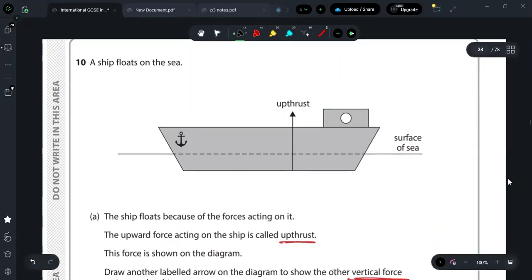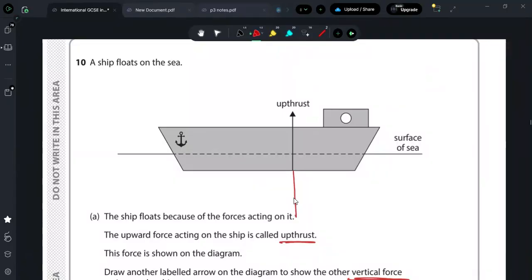Now you are supposed to draw another vertical force that is acting on this particular ship. Clearly it's weight that acts downwards, right? Weight always acts due to gravity, because W equals mg. So let me change the color. This downward one is the weight. Make sure it is a straight line. Weight. Now there is another thing.